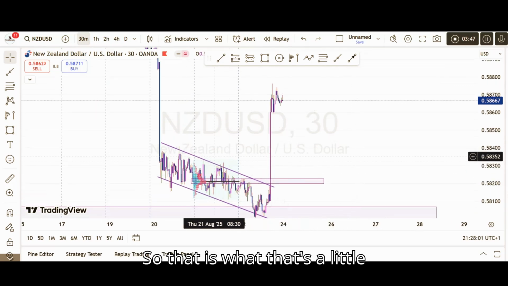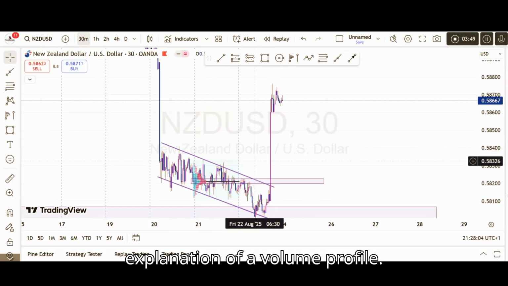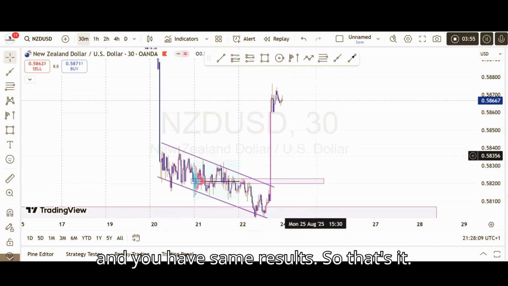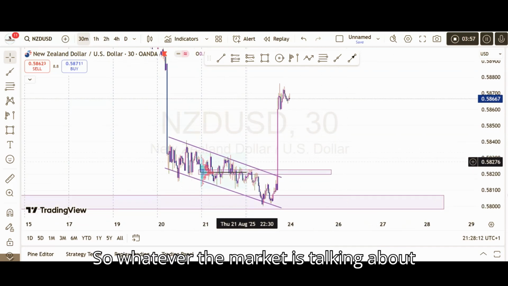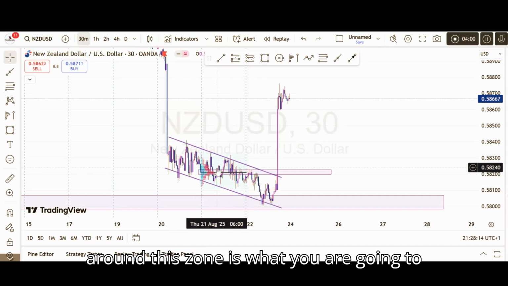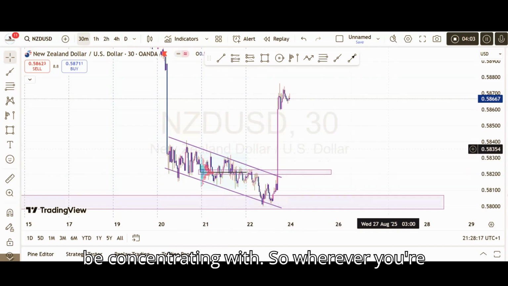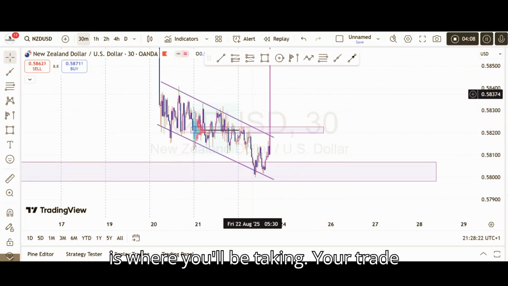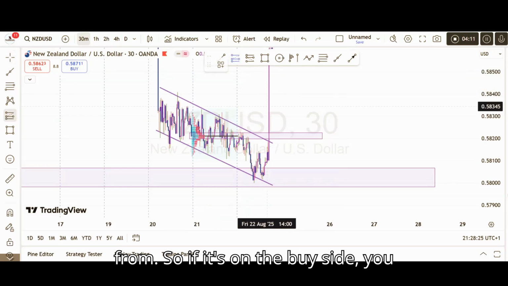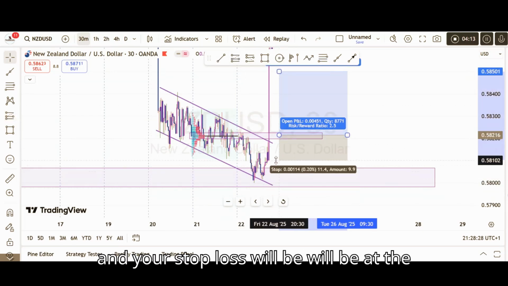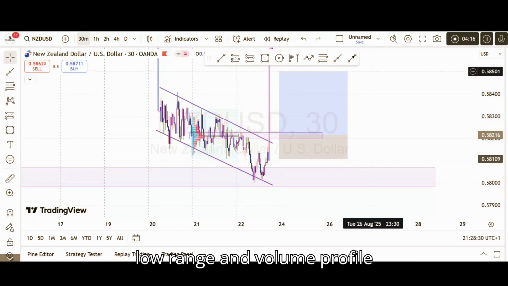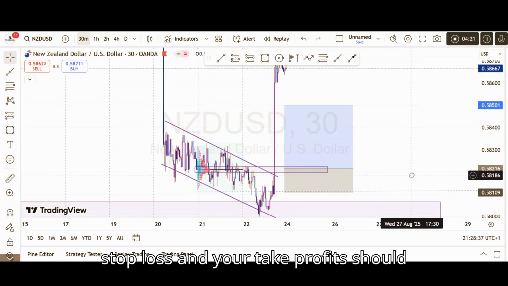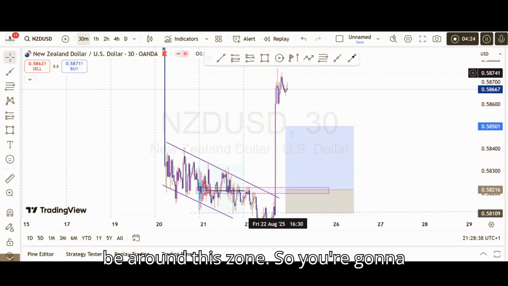So that's a little explanation of a volume profile. You can apply this to other charts and get the same results. Whatever the market is saying around this zone is what you are going to concentrate on. Wherever you have your zone, that is where you'll be taking your trade from. If it's on the buy side, your stop loss will be at the low range of the volume profile around this level, and your take profit should be around this zone.